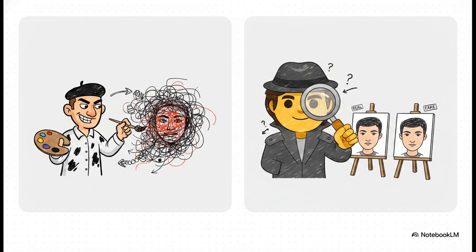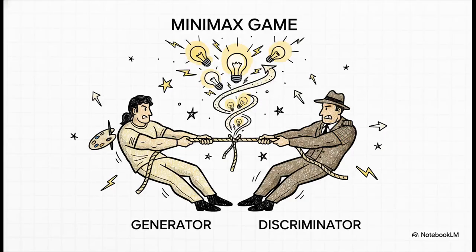On one side, we've got the generator. You can think of the generator as the master forger. Its entire job is to take just pure, random digital noise and craft it into synthetic data, say a fake image of a human face. And it's trying to make it look as perfectly authentic as possible. On the other side, we have the discriminator. This is the art detective. The detective looks at the data handed to it and has to make a call. Is this a real piece of data from our actual training set, or is it a fake created by the forger?